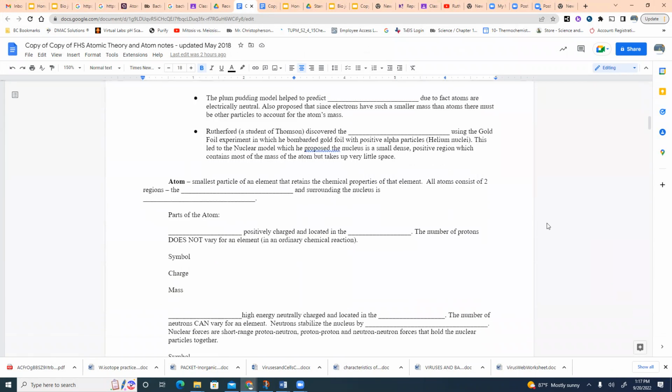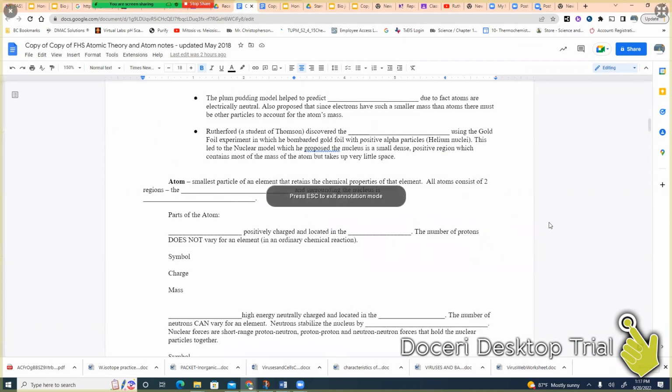Plum pudding model, that would have been your chocolate chip cookie yesterday, helped to protect the protons. Also charged. So at this point, scientists knew that the atom is neutral. So if they discovered the electron, they had to figure out what was offsetting that charge. So they went on to discover the proton. And then Rutherford discovered the fact that the nucleus is where the mass of the atom exists. He used what's called the gold foil experiment.